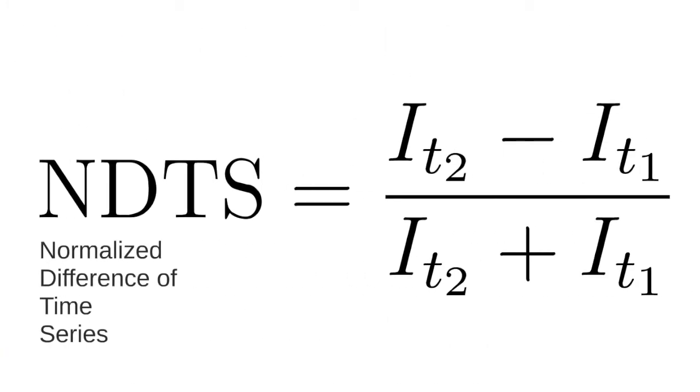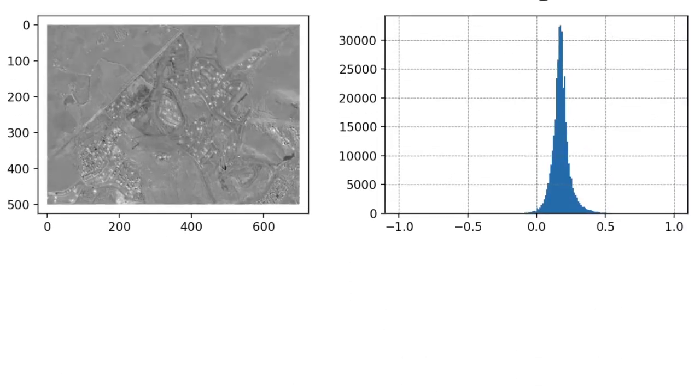I propose here a very simple index which I will call NDTS. It is completely based on the well-known NDVI index, and here we will call it normalized difference of time series. The equation is the image at time 2 minus the image at time 1, divided by the sum of both images. When we divide by their sum, we normalize the result and we try to compensate possible differences between the two images and to highlight only the land cover changes.